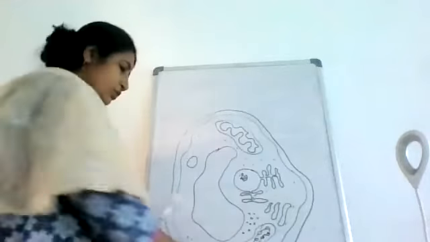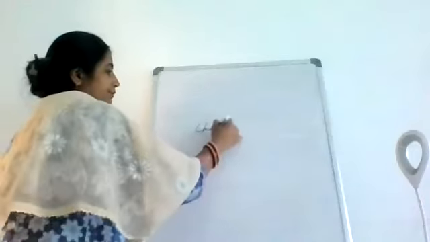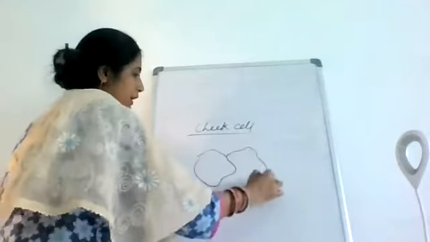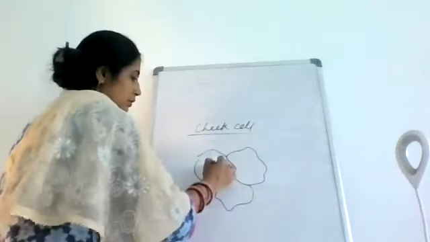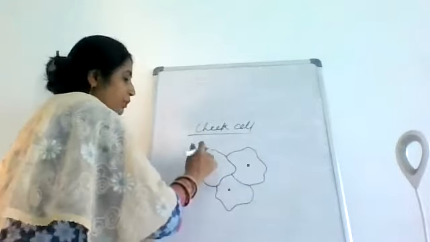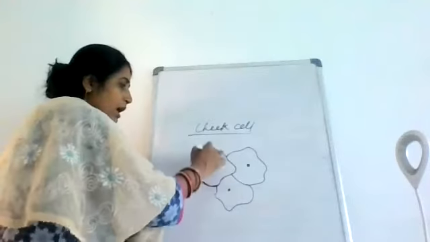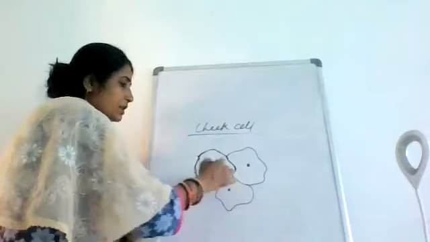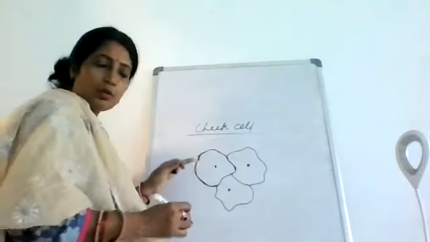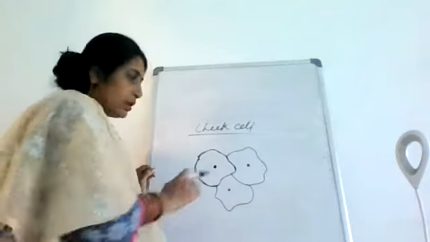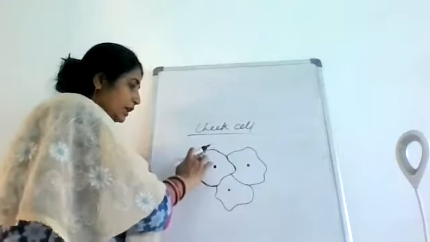The middle portion, if we see a cheek cell under the microscope, you find it like this. So we find a boundary type of thing. The dark portion that you can see here, what is it? This is the plasma membrane. And the dark portion that is visible, what is that? The nucleus.